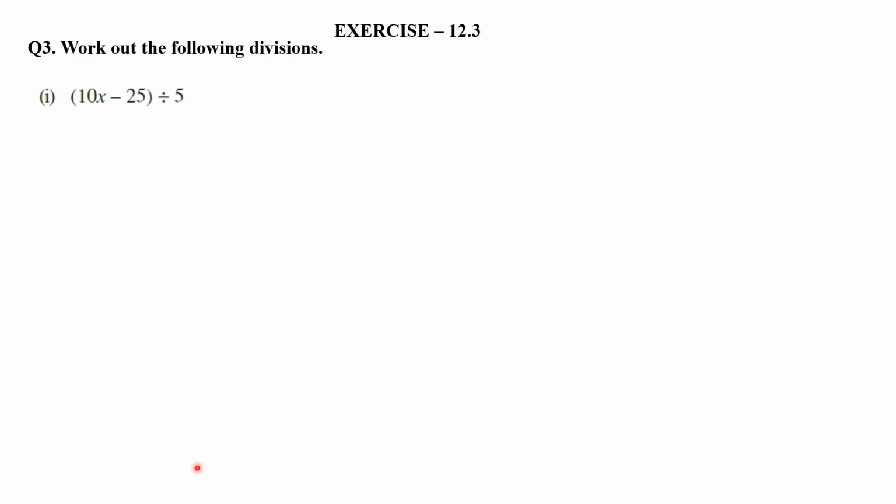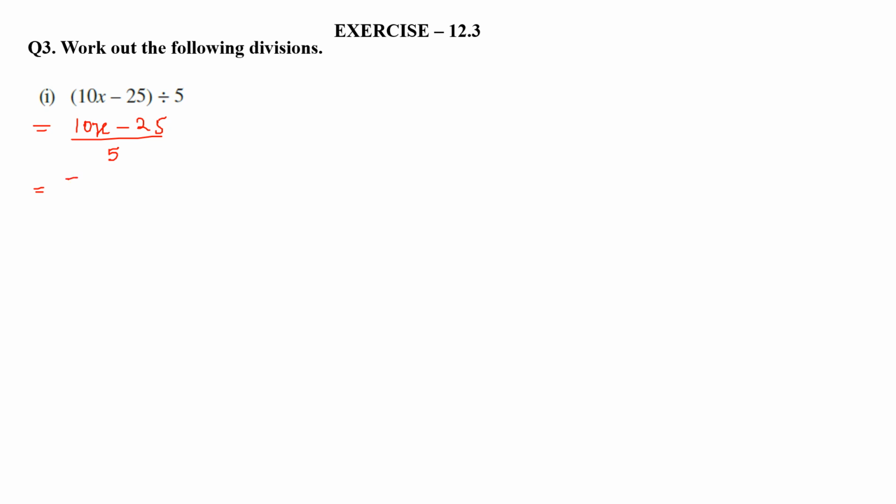So this is question number 3. Work out the following divisions. So the first question is 10x minus 25 divided by 5. First you can see in the numerator part, let me write it in numerator and denominator form. The common factor of 10 and 25 is 5, isn't it? 10 also comes in the table of 5, 25 also comes in the table of 5, and 5 is the highest common factor of 10 and 25.